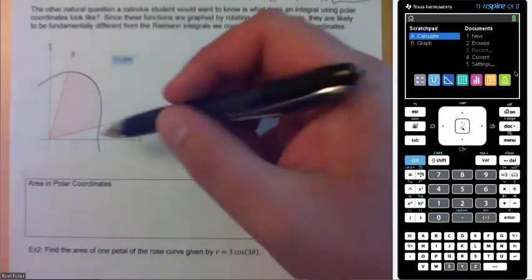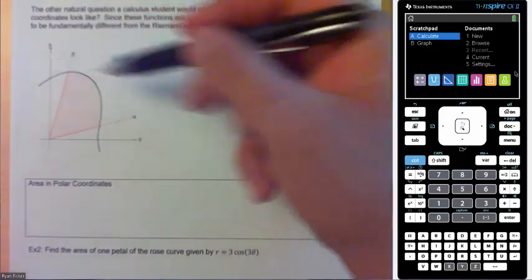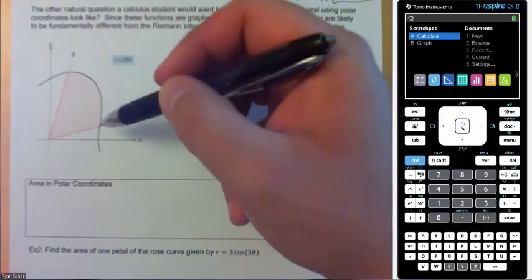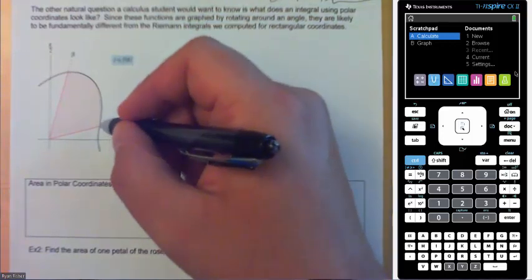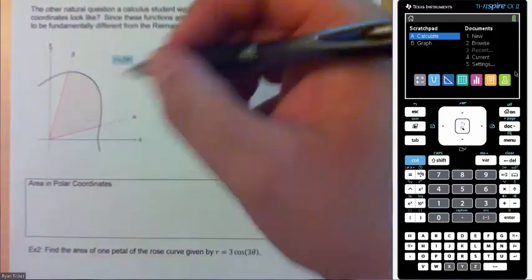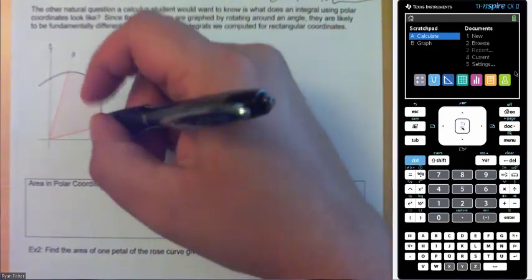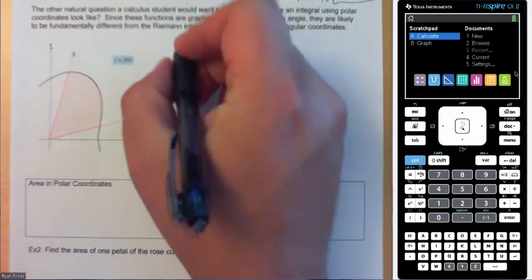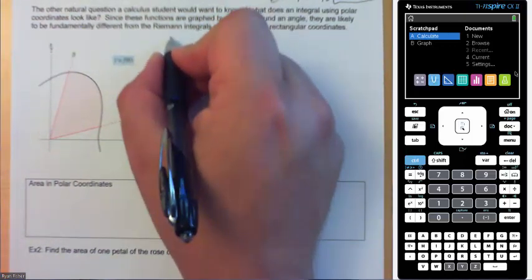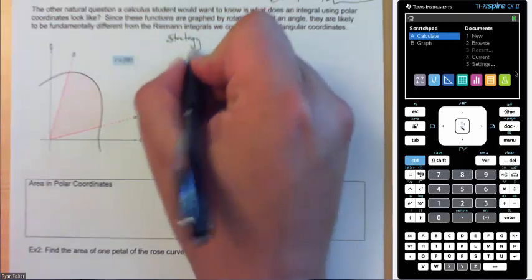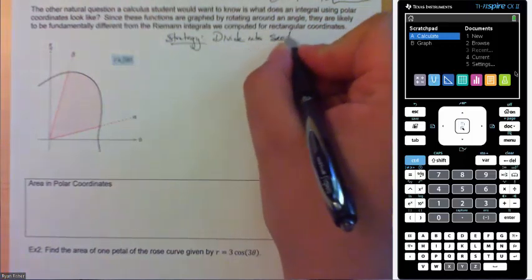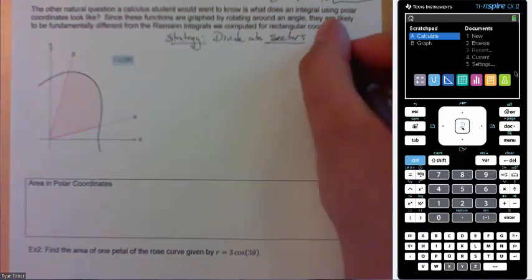What I mean by that is, if I'm rotating around, this is kind of a circular sort of thing. So maybe instead of estimating by small rectangles, I'll do slivers or parts of circles. Maybe I'll come up with some sort of estimate in that fashion. I'm going to estimate the area of this by dividing it into parts of circles, or sectors. So my strategy is to divide into sectors instead of rectangles, of equal angle.